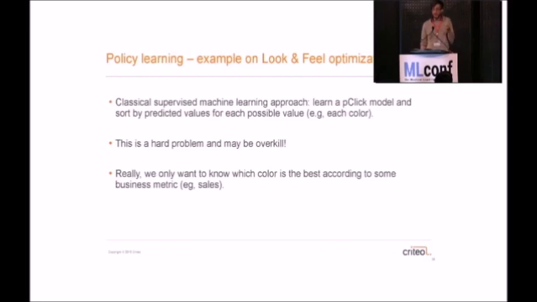You don't care what the exact click probability is, you just want to know that red is better, because here you don't bid, you just try to find the best color. And predicting exact probabilities is a hard problem that may be overkill for what you want to do. Policy learning allows you to find the best color, optimizing an online metric. This is kind of the optimization side of counterfactual learning.